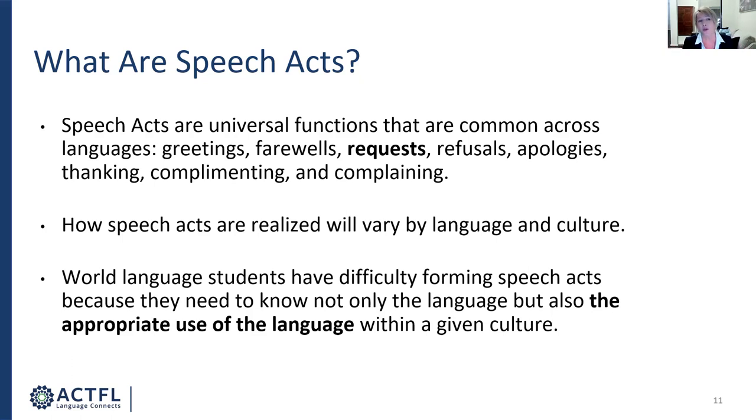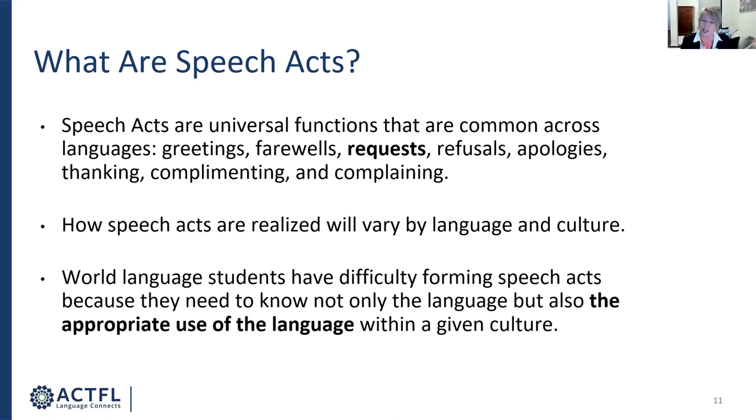This is how we form requests by and large in English. We use that politeness marker. We use the conditional, right? We use the ability question, can you, could you? But in Spanish, they're much more direct in their request strategies, and most of the time, they're going to use a command for a request. Pásame la sal, pass me the salt, without the politeness marker, please.